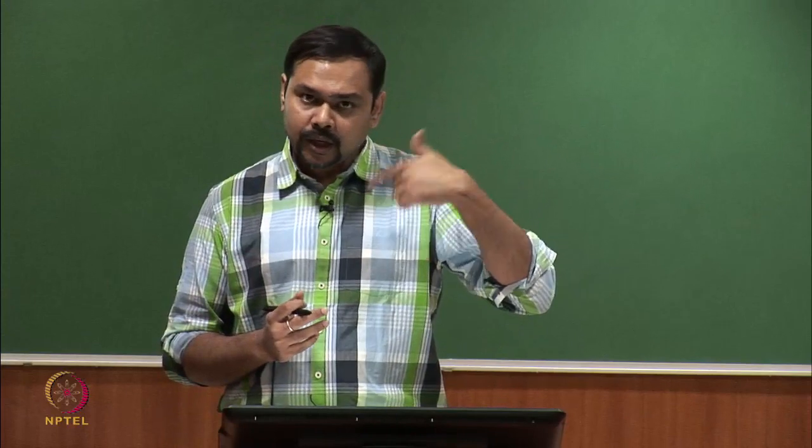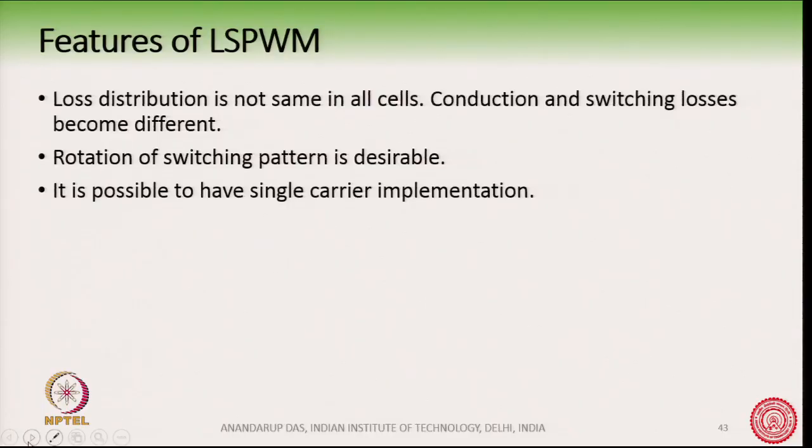So, in this way, by doing this rotation of the pattern or rotation of cells, we can ensure that the loss distribution in all the cells over a span of time becomes almost equal. Okay. This is what we have seen, that the loss distribution is not same in all the cells, but by rotation of the switching pattern we can make the losses almost same.